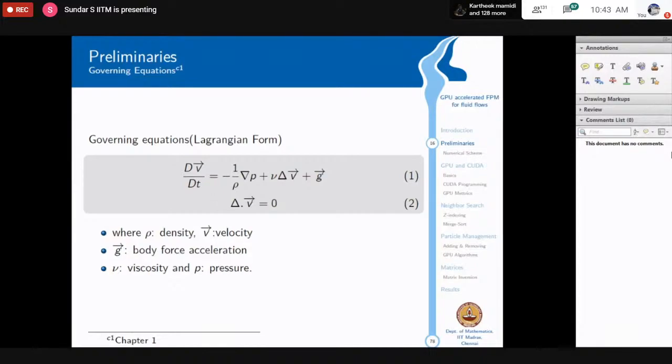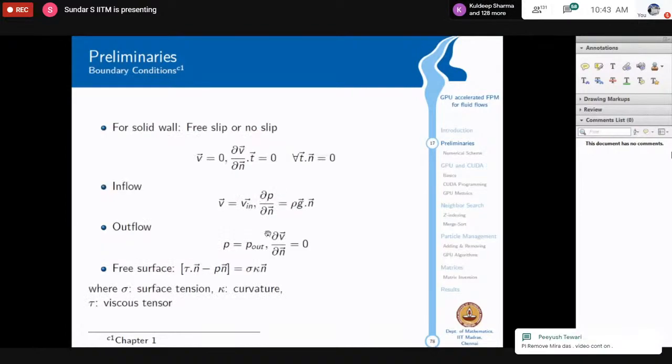Because I need gradient P at the n plus 1th time in order to find the velocity update at the n plus 1th time, for the entire simulation I am doing the Chorin's projection.